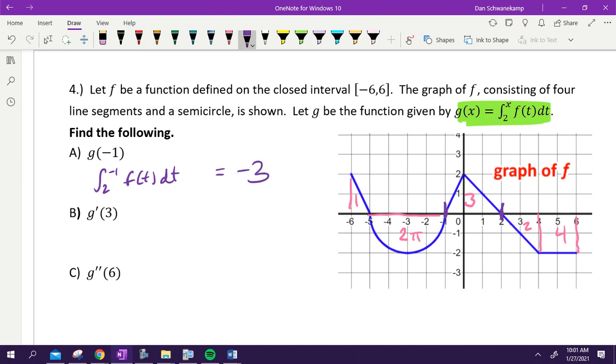G prime at 3. So what am I looking for right here at 3? What do I want to know? The point, because this is a graph of f, the integral is g prime, and so the answer is just -1. G double prime at 6. What am I looking for right here at 6 if I want to know the second derivative? The slope. The slope of that spot is 0, so that is my answer for that one.